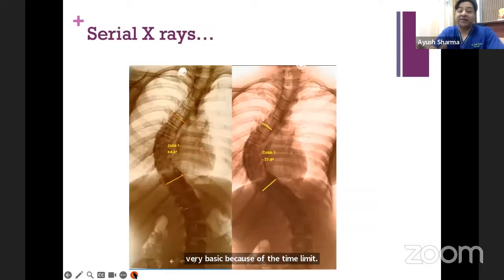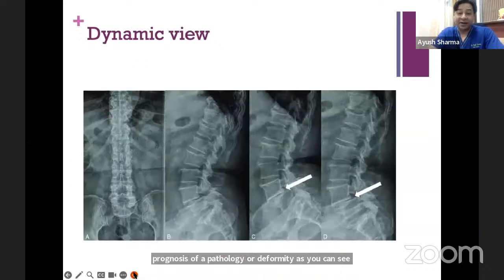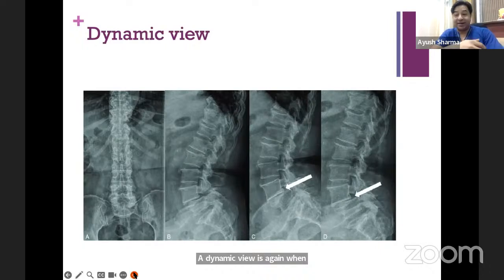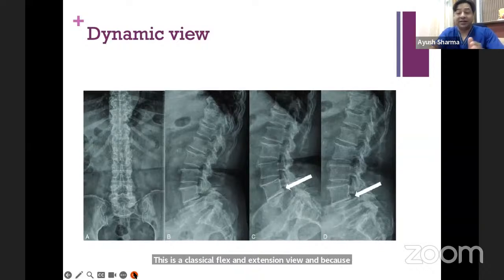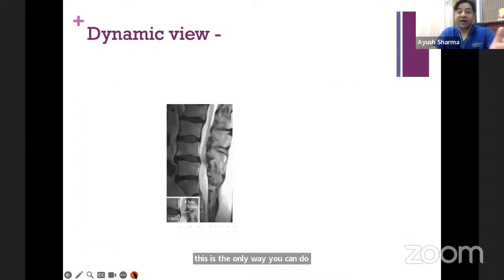Serial X-rays are again very, very important. It tells you about the prognosis of things, and this is one of the very simple and very basic ways to look at the prognosis of a pathology or a deformity, as you can see here. A dynamic view is again a very, very unique and very, very important view. This is a classical flexion extension view, and this is the only way you can check the dynamic, unless, of course, now you have a dynamic MRI.